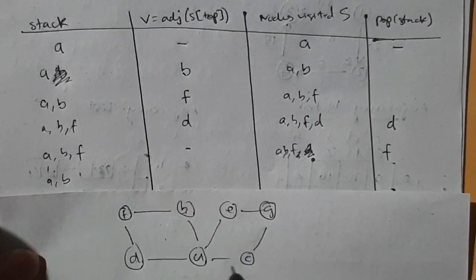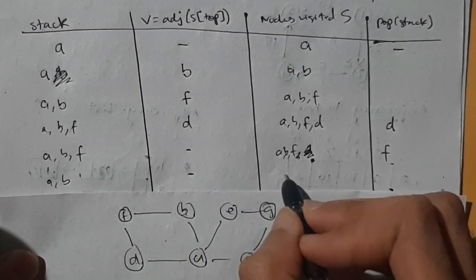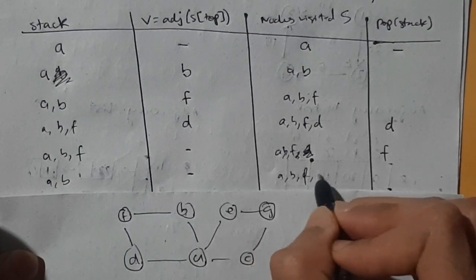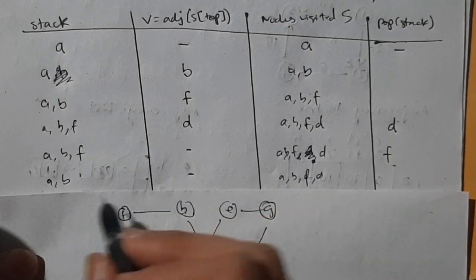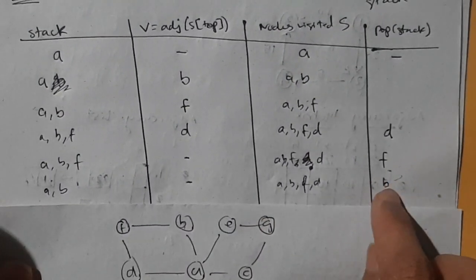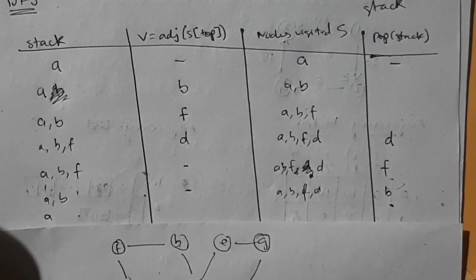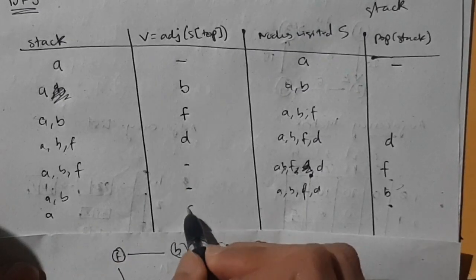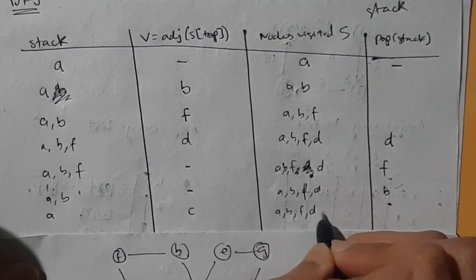When you will pop F, what will be there? A comma B. Now again B has no more adjacent nodes which are not visited, so here A, B, F and D. Sorry, D will be always here because it's the visited nodes, right? So then what you will be popping off is B. So when B will be popped off, it will be A here. Now A has connection with C and E. You will choose C, because it's the alphabetical order. You will write A, B, F, D, C.